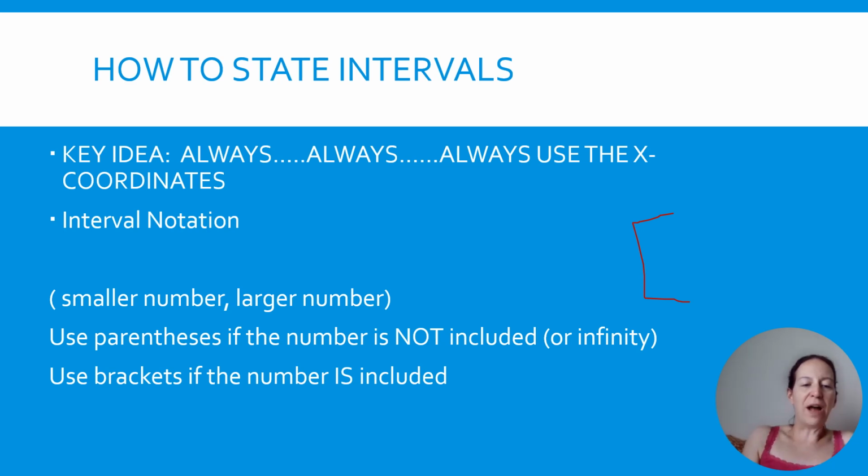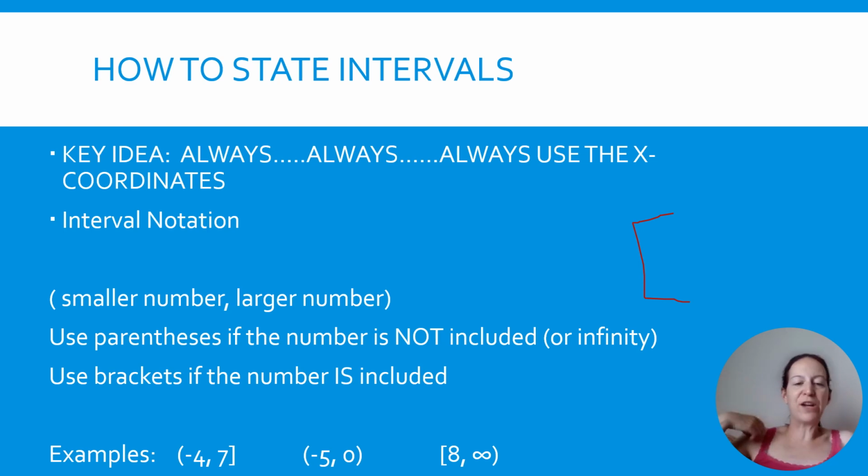So I wanted to go through some examples. The first one is -4 comma 7, where the -4 is bounded by a parenthesis and the 7 is bracketed in. The next one is -5, 0, and they are both included in parentheses. And the last one is 8 and infinity, and the 8 is bracketed and the infinity is not, because we never bracket the infinities.